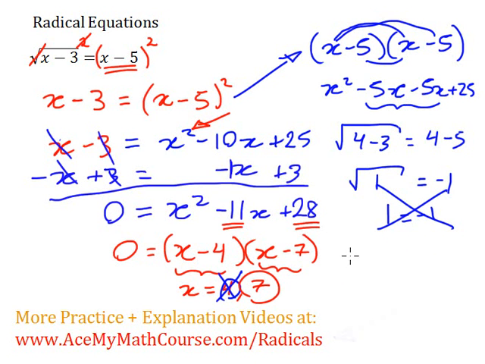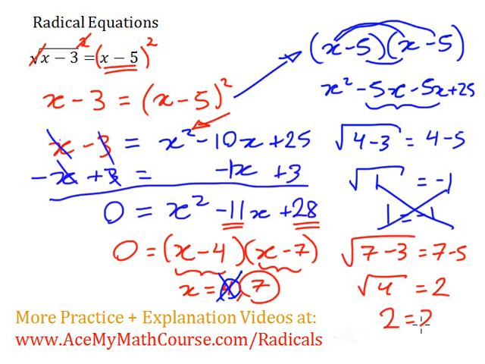Well, let's plug in the 7 and see. So we have the square root of 7 minus 3 equals 7 minus 5. So we have the square root of 4, since 7 minus 3 is 4, equals 7 minus 5, which is 2. The square root of 4 is 2. 2 equals 2, that works. So we don't have to reject the 7, and that is the only solution. So x is equal to 7.